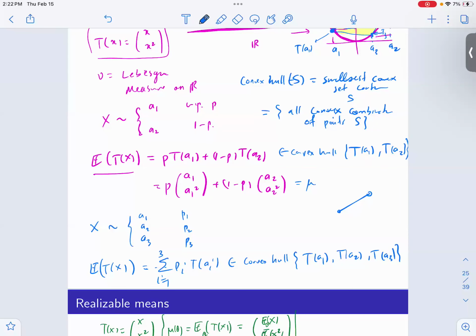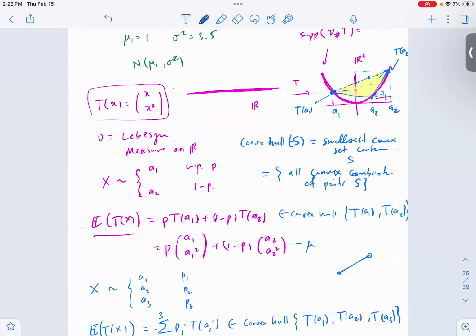So intuitively, you know what convex hulls are. The convex hull of these two is this line. The convex hull of these three is that. Okay, so now if I add another point here, 4, then I would get the convex hull of those 4 points.